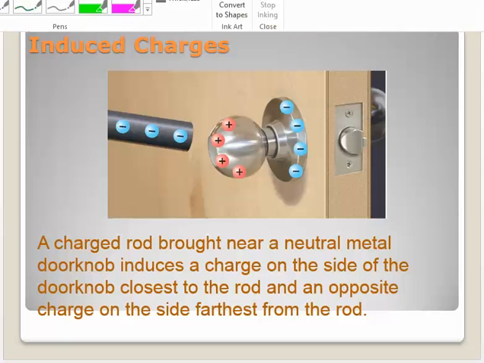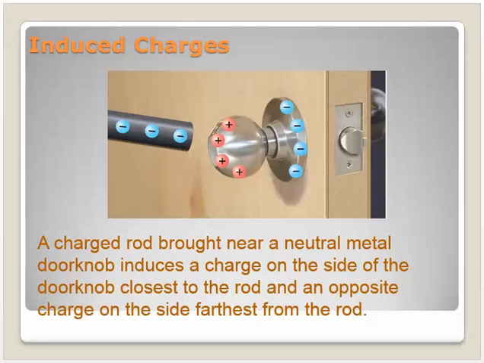Okay, in this case right here, we're talking about induced charges, or charging by induction. A charged rod brought near a neutral metal doorknob induces a charge on the side of the doorknob closest to the rod and an opposite charge on the side farthest from the rod. When we bring this negative charge close, these protons are attracted to it. But they're actually not going to really move. They're going to stay put.